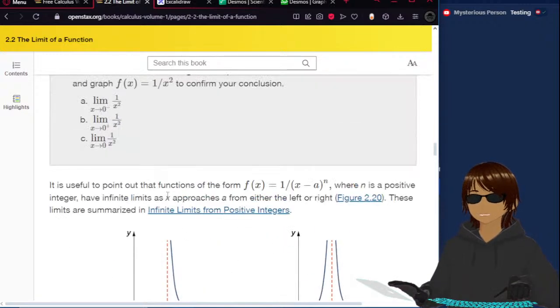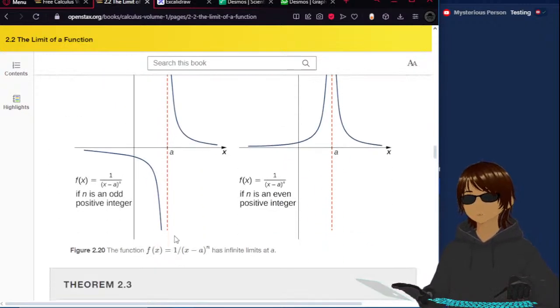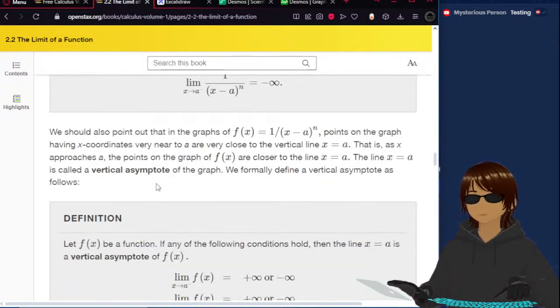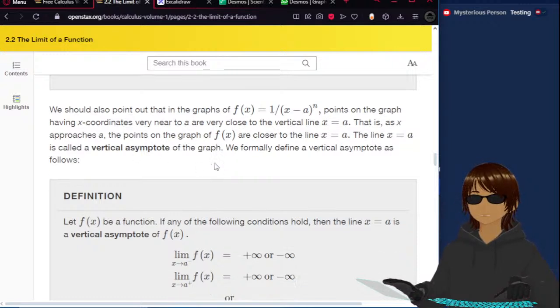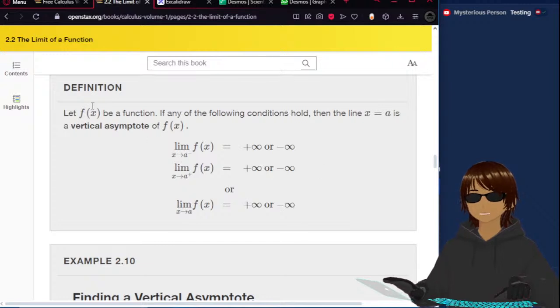This is the vertical asymptote. We should also point out that in the graph of 1 over x minus a to the power of n, points of the graph having x coordinates very near to a are very close to the vertical line x equals a. The line x equals a is called the vertical asymptote. Definition: let f of x be a function. If any of the following conditions hold, then x equals a is a vertical asymptote.